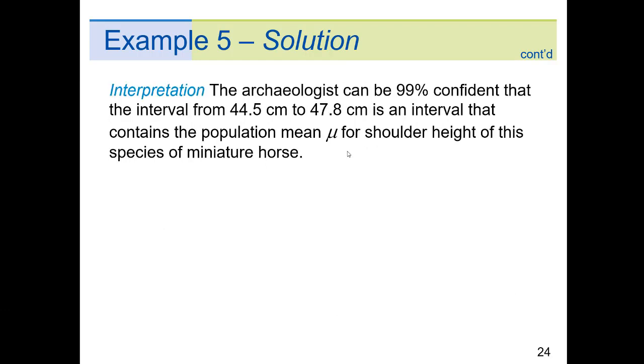So what this means, we're rounded here a little bit, is that the archaeologist can be 99% confident that that interval from 44.5 approximately to 47.8 centimeters is an interval that contains the population mean mu for shoulder height of the species of horse. Again, the confidence level is the interval that is one that contains the mean.